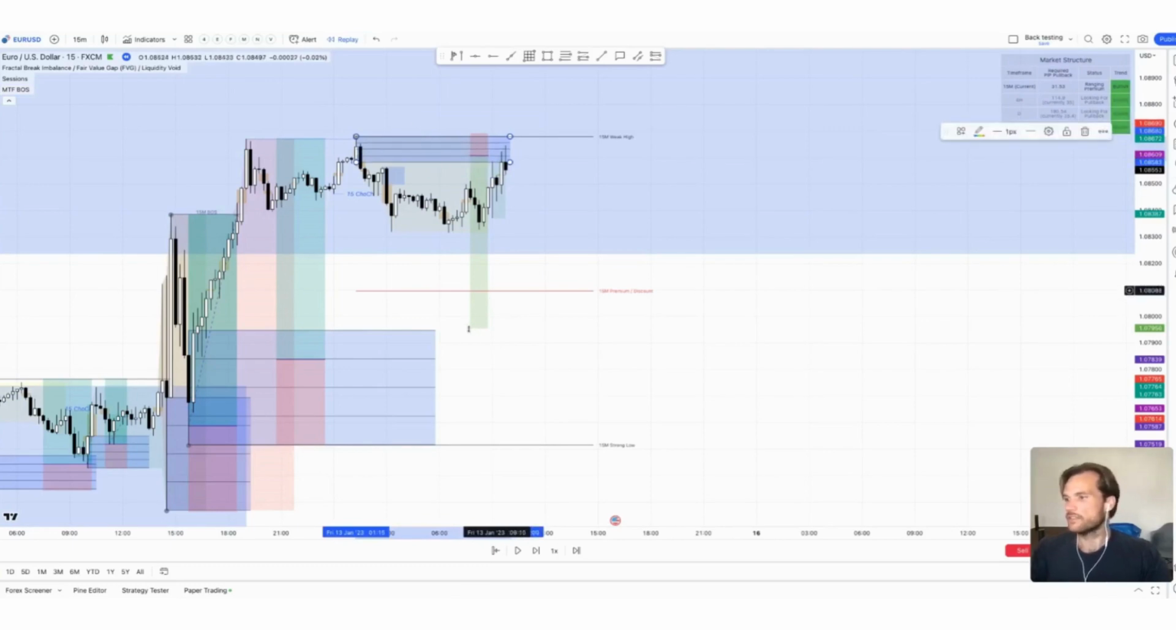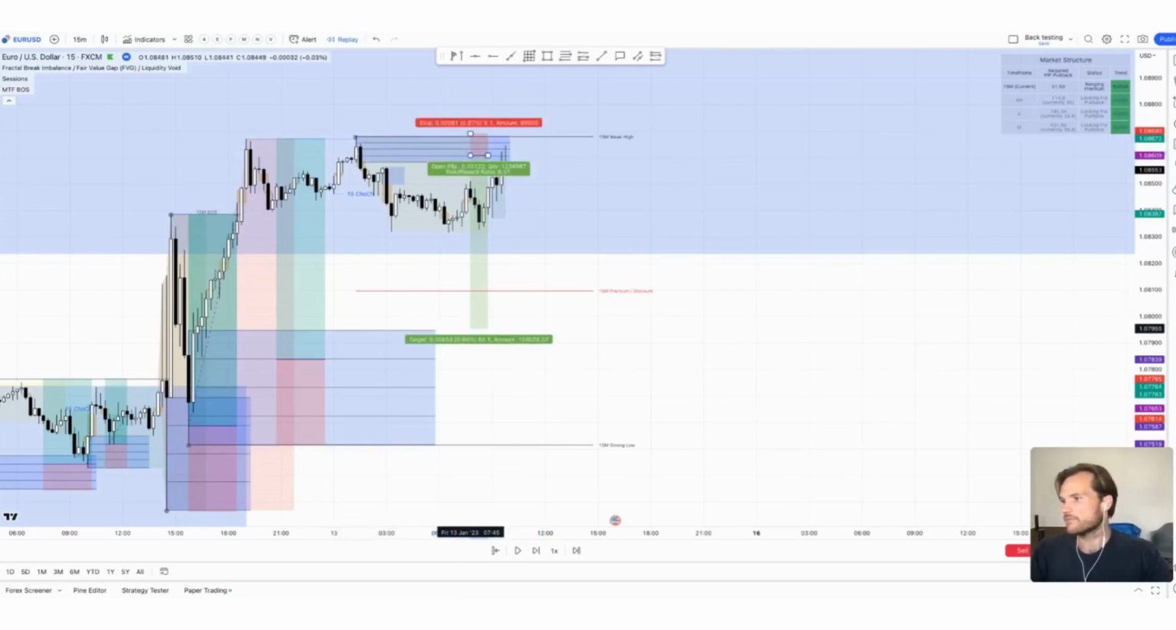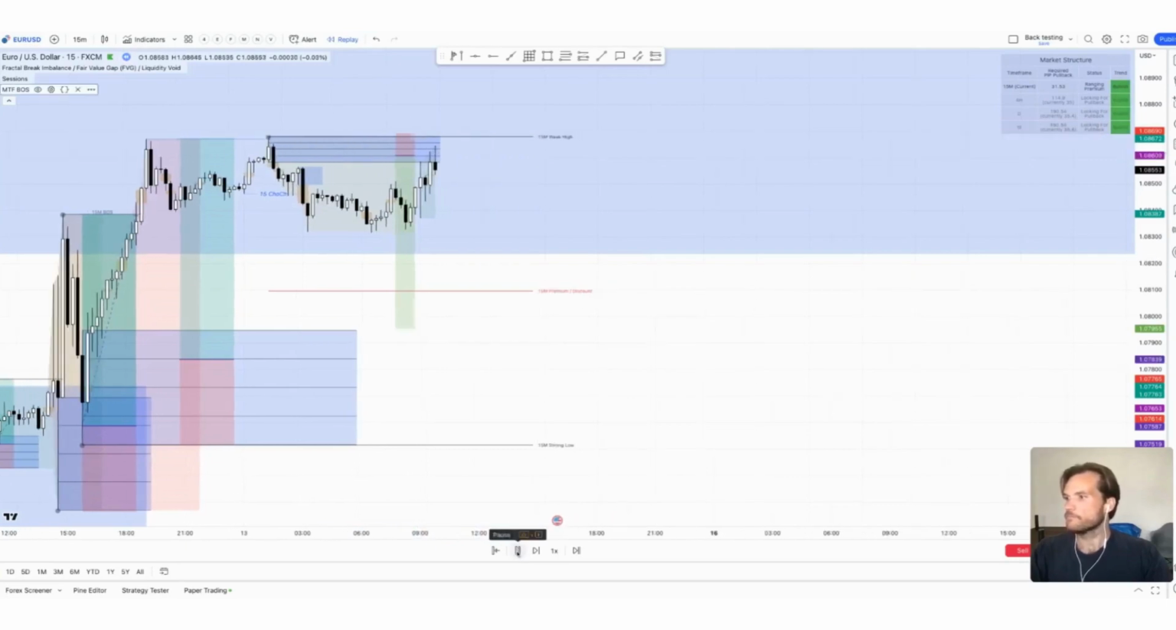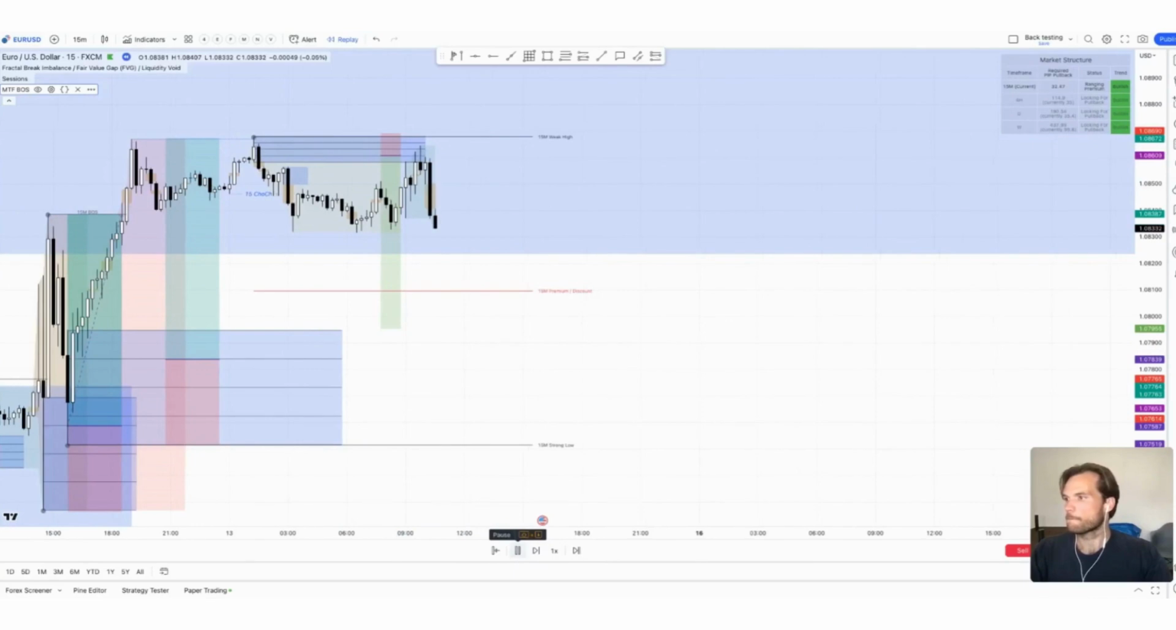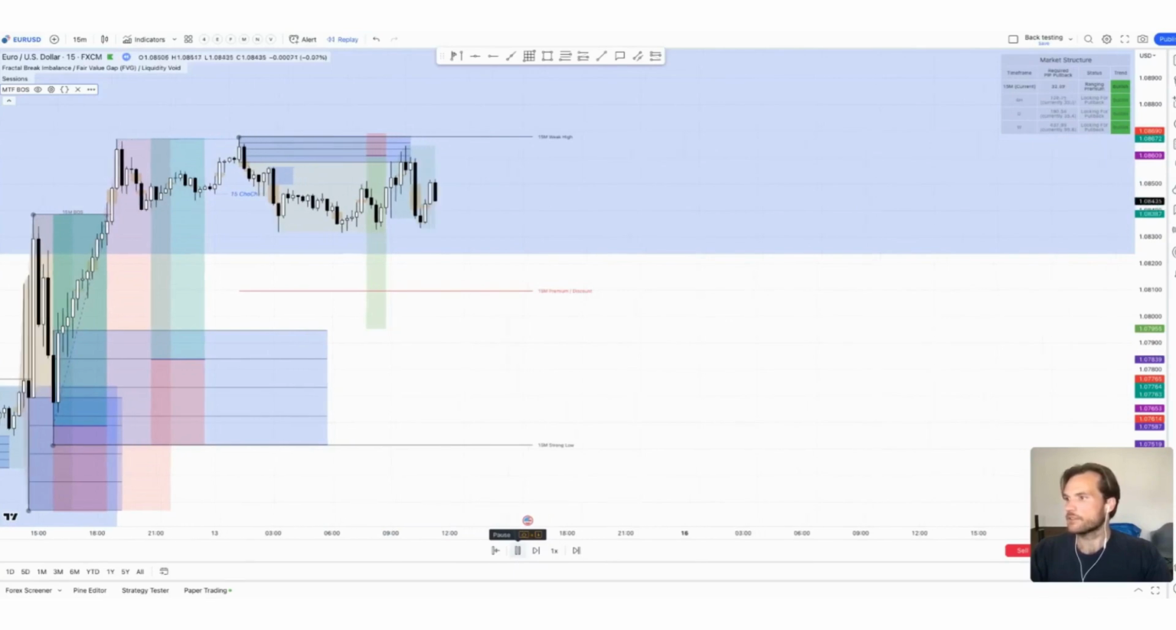Break even at the discount zone, really take profit here. Still great risk to reward. So let's see. Good rejection.